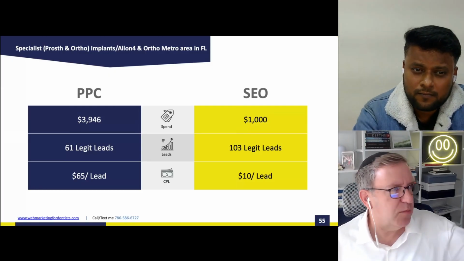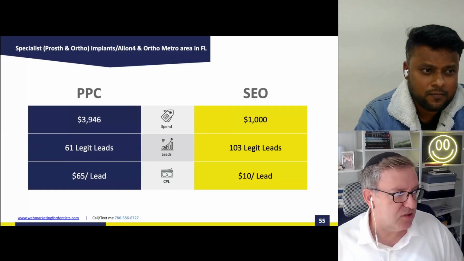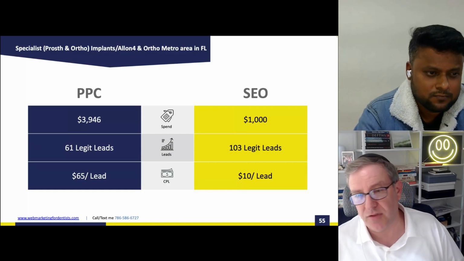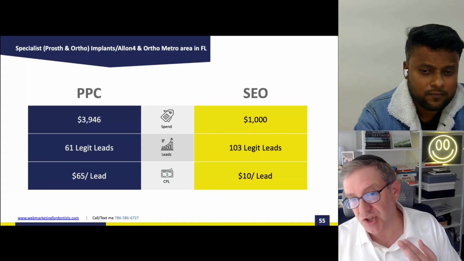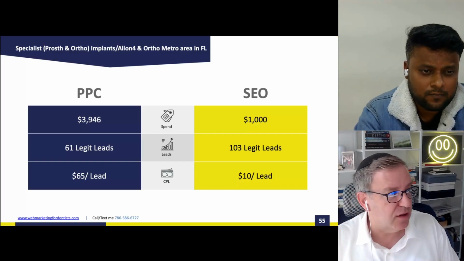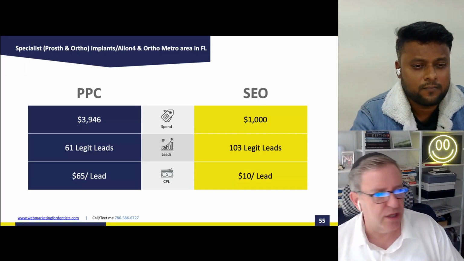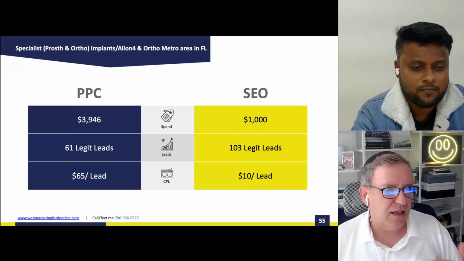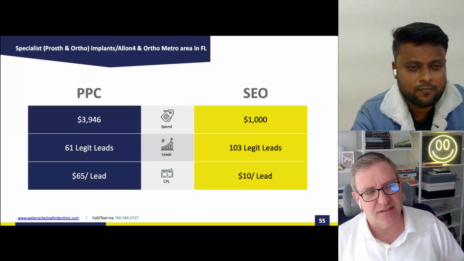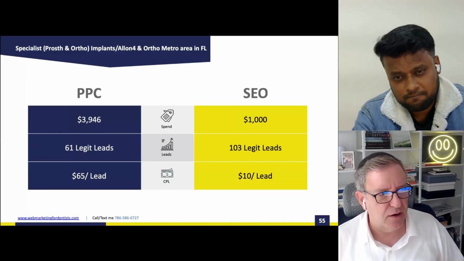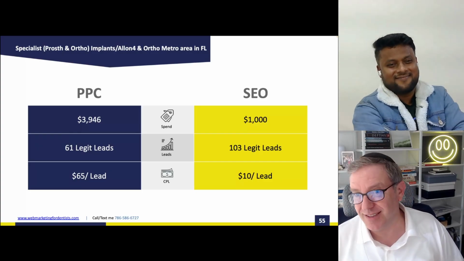So we end up with charts like this one that show that, while the PPC is doing fine, 61 leads, $65 a lead for basically implants and ortho patients. That's pretty good at $65, with every one of those being a chance for multiple thousands of dollars. Obviously, not everybody closes. But on the SEO side, once it's a mature SEO campaign, it gets crazy stats like, paid $1,000, got 103 leads, $10 a lead, right?